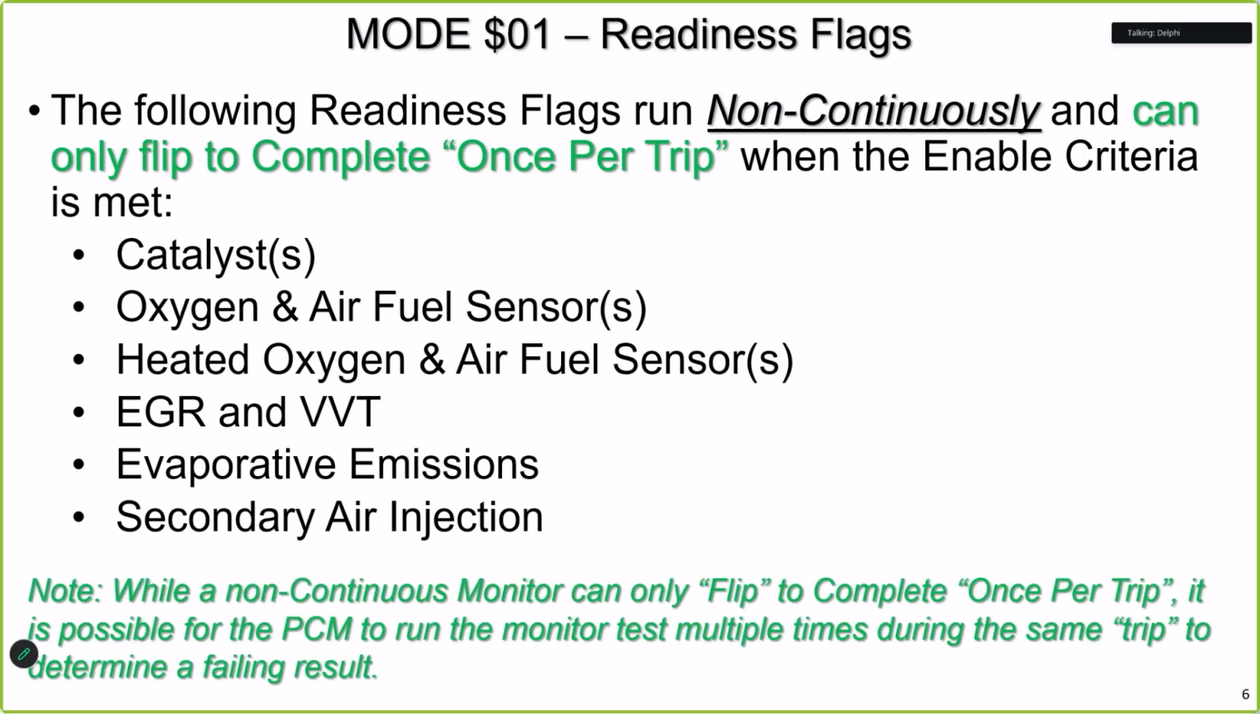Just a reminder that these tests only run complete once per trip, but they might be run multiple times. They might be in an averaging mode. They might be failing and the PCM wants to be sure, so you might see the test run multiple times within the same trip, but it will only report a test result once per trip.